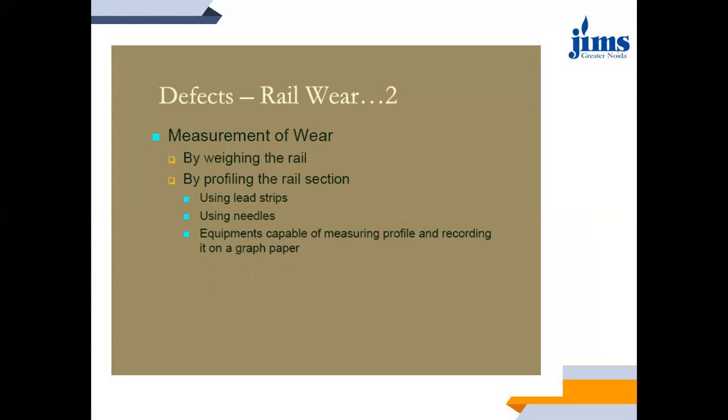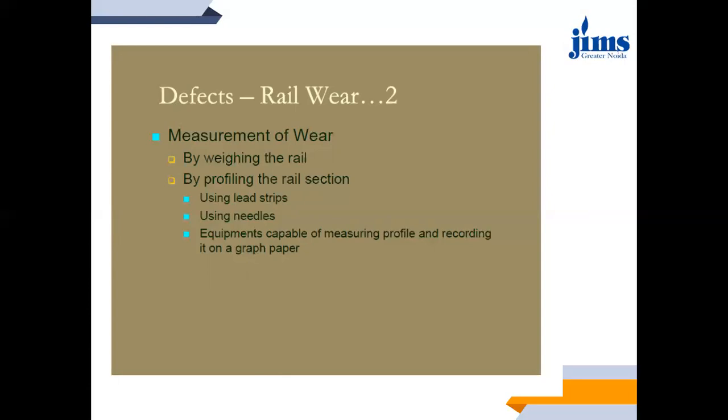Now this had an advantage that any kind of internal defects or various other defects which are not classified in the rail wear are also accounted in the weight of the rail itself. Okay, so therefore, instead of weighing the rails, we always prefer the profiling of the rail section.